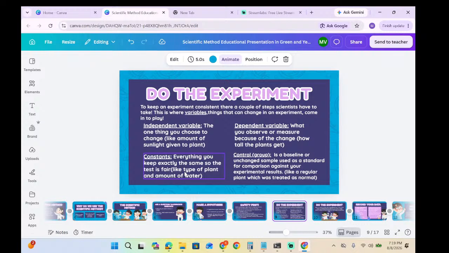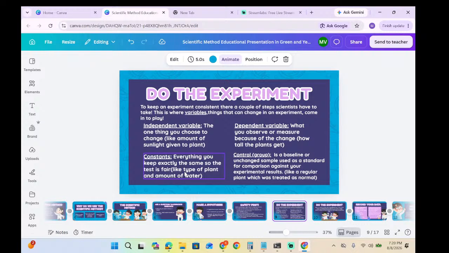So in every experiment, at least at your level, we can only be changing one independent variable. So everything else has to be the exact same. That's what I mean when they have to be consistent. So the constants are everything you keep exactly the same so the test is fair, like the type of plant and the amount of water and the soil. These are all things that you have to keep exactly the same. So the only thing we're changing is the amount of sunlight to observe the dependent variable, which is how tall the plant gets. Does that make sense?